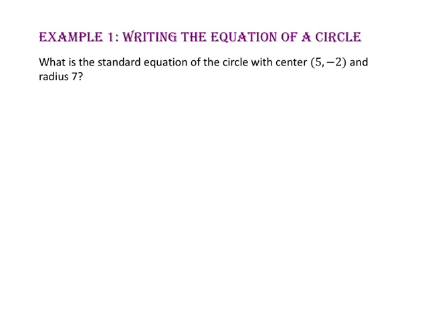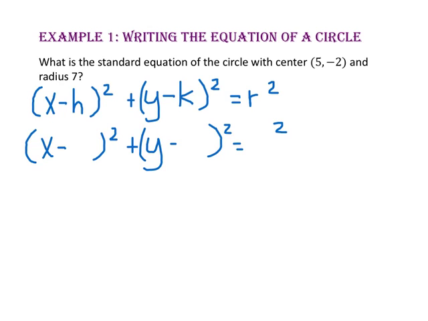Let's begin with the standard form of the equation of a circle. (x - h)^2 + (y - k)^2 = r^2. Since (h, k) represents the center of the circle and the center of our circle is (5, -2), let's substitute 5 in for h and -2 in for k. Since r represents the radius and the radius is 7, we'll substitute 7 in for r.